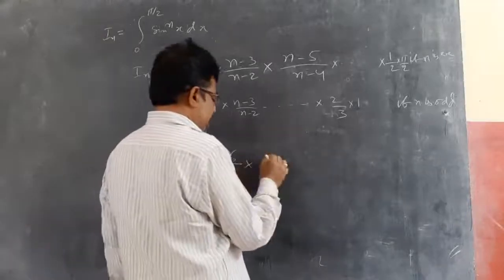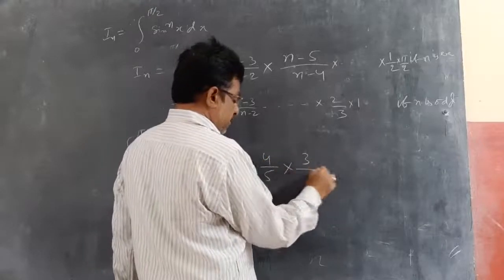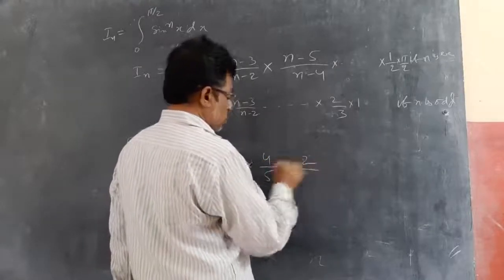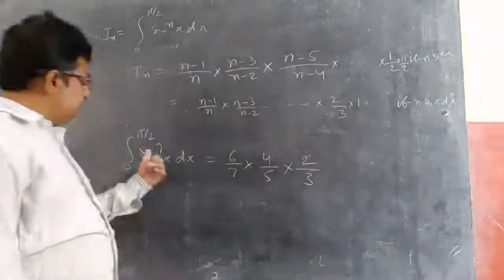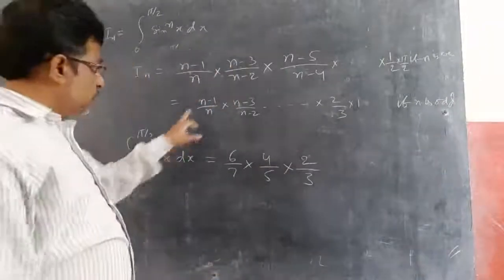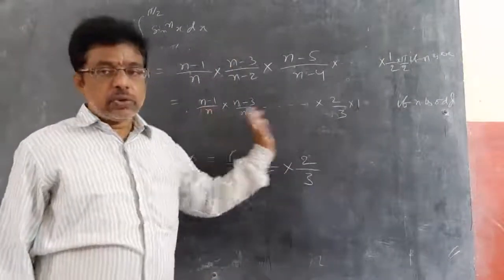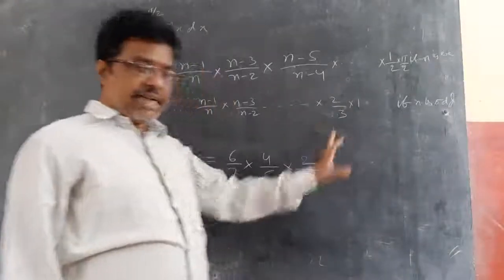You will automatically get 4 by 5 into 3 by, subtract 2, 2 by 3. If you are getting 2 by 3, leave it like that because n is odd, observe. No need to check odd or even. Simply you do n minus 1 by n, then do 2 subtractions from numerator and denominator. If you get 2 by 3, leave it like that.